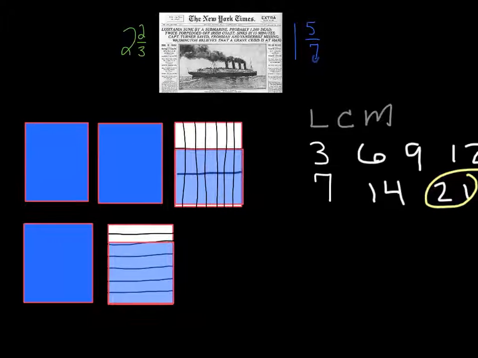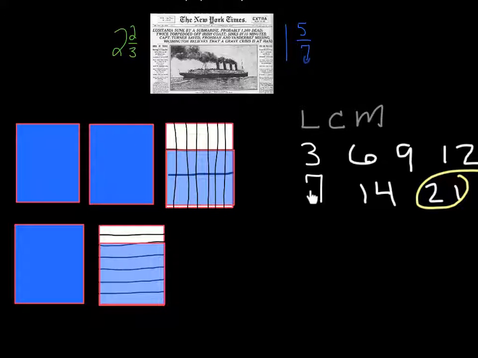So I need to cut this into 1, 2, 3 parts. So I'm going to just draw 2 lines, and I can do that right here without enlarging it. And that's going to give me 1, 2, 3, 4, 5, 6, 7, 8, 9, 10, 11, 12, 13, 14, 15, 16, 17, 18, 19, 20, 21 parts. So now these are both fractions that are 21st. They are both broken into 21 parts.